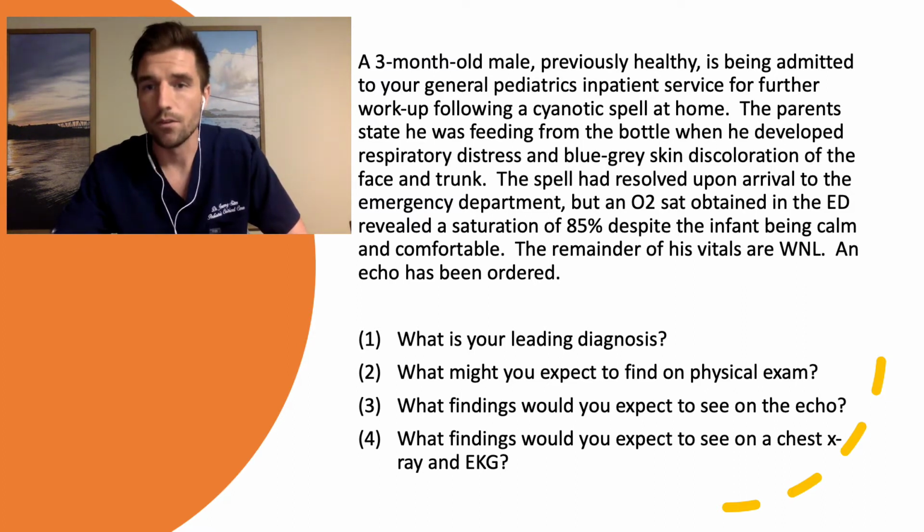The other subset would be like this child who starts to develop TET spells as this RV outflow tract obstruction gets worse and worse over time. And we'll talk about that in just a moment.